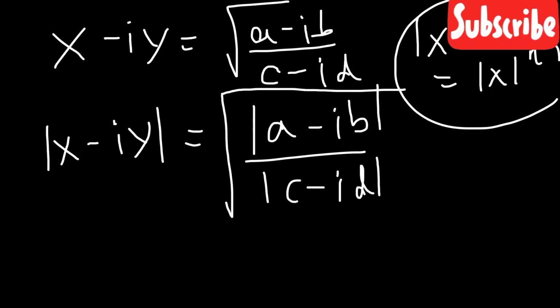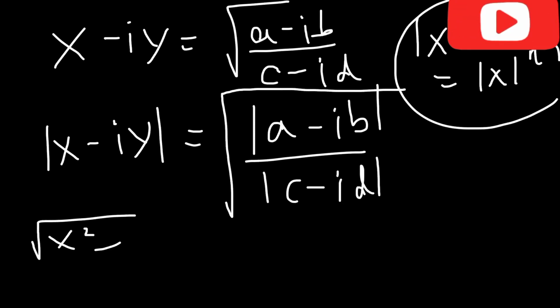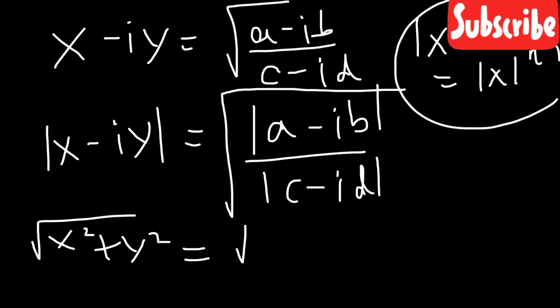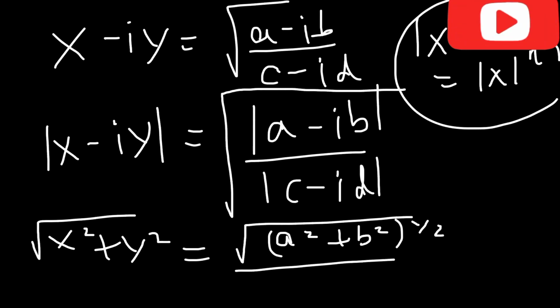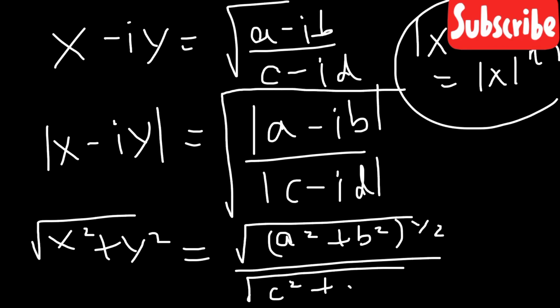Now what will be mod of x minus iy? The mod of x minus iy will be root over x square plus y square. Now what will be mod of a minus ib? That will be a square plus b square with a power 1 by 2 and root over c square plus d square with a power 1 by 2.